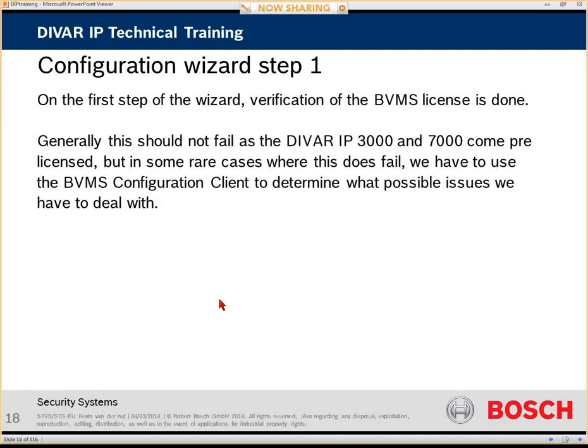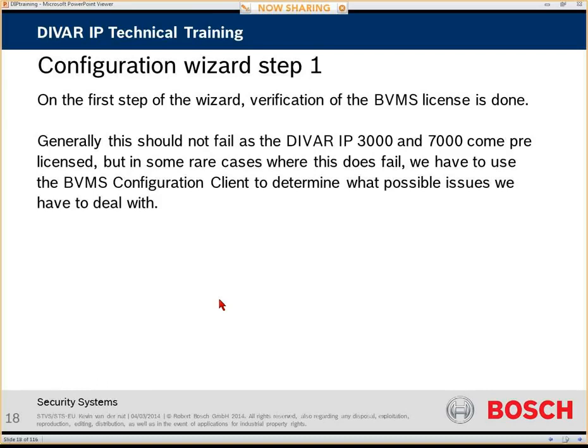But if you ever encounter a rare case where there is text in red marked that it hasn't passed the license check, the recommendation is always to get in touch with the local Bosch support organization, and from that moment onward they will start troubleshooting to see what actually has happened. But as mentioned, with a factory default device, there shouldn't be any reason why this check would fail, because all the licensing, basic licensing, is pre-installed on the unit.